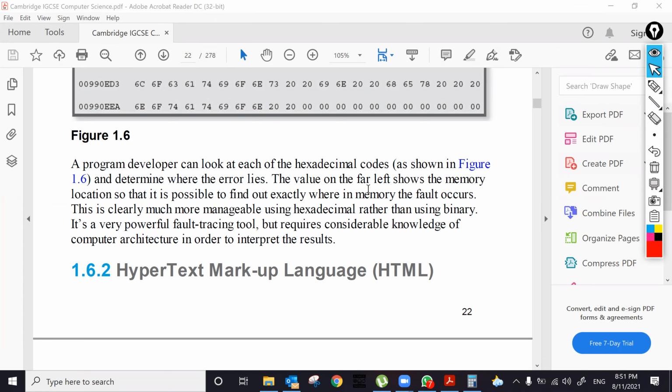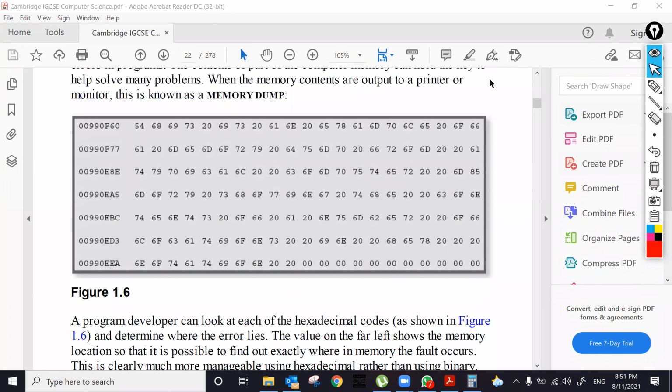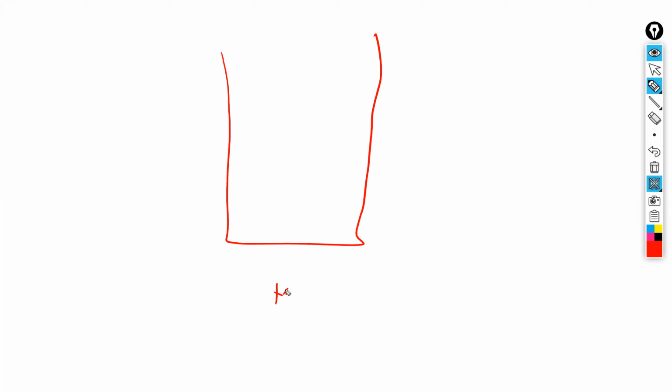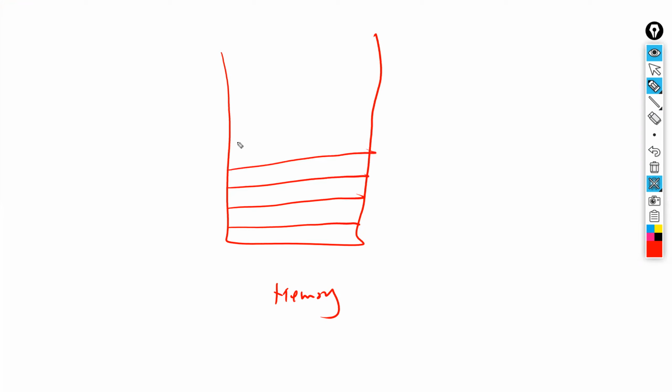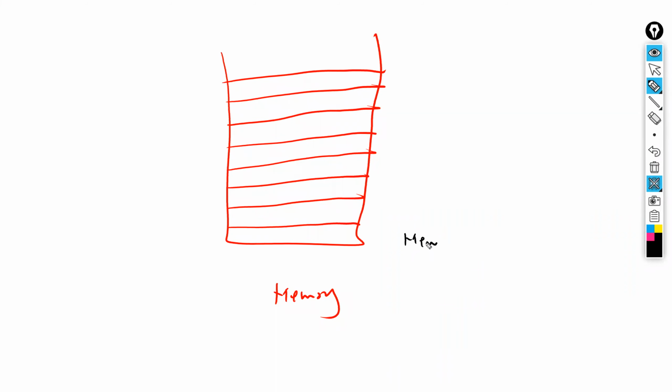The value on the far left shows the memory location. So these are the memory locations. You know, memory location is in the computer memory. If you say memory, random access memory, we have a few things to clarify, right? Every random access memory has a memory address, right? Memory addresses. Memory is a storage.